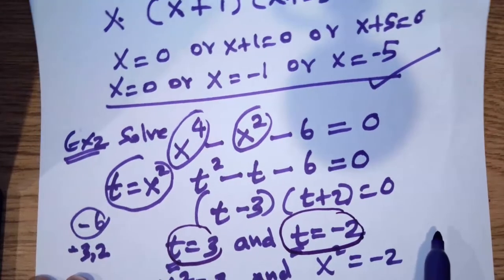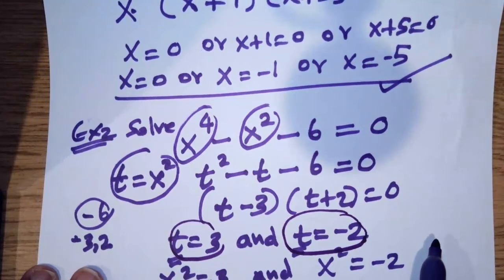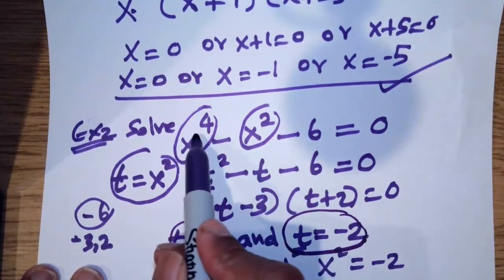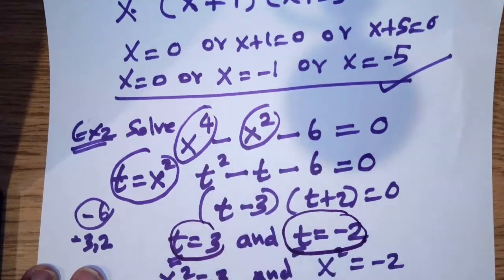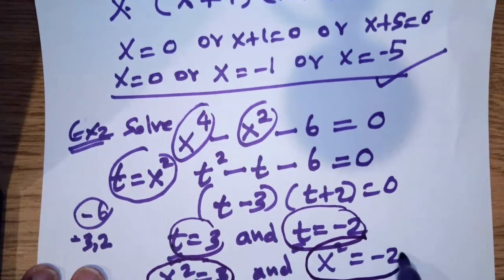At this point you might think that that is the answer. No, because we want the answer to be x, since we are trying to solve this equation for x, not t. We got t equals 3 and -2, but we are close to the answer now, because we know that t is equal to x squared. So you plug in x squared for t. Then you get x squared equals 3, and t equals -2 becomes x squared equals -2.